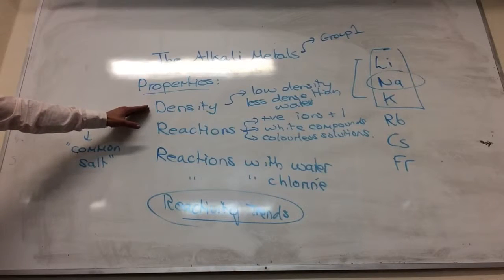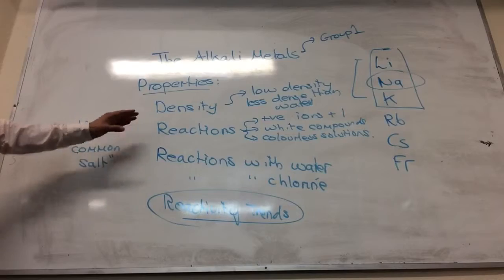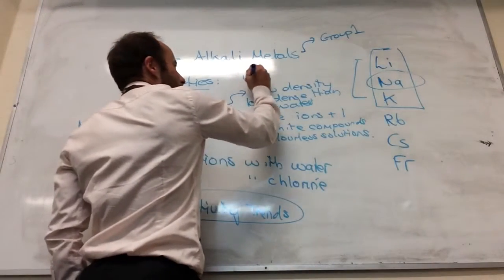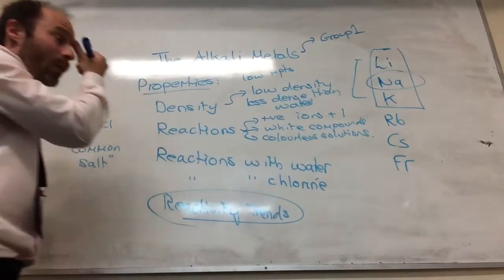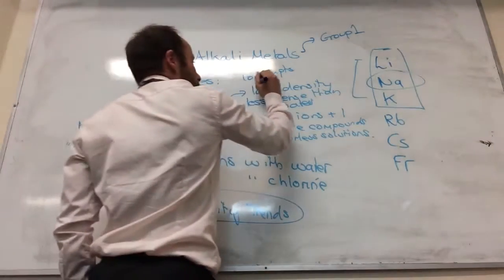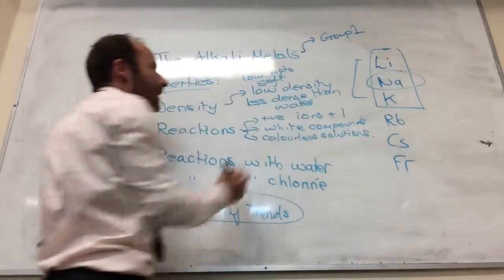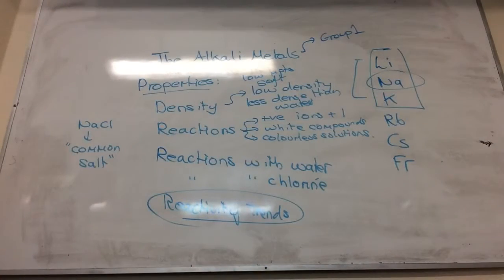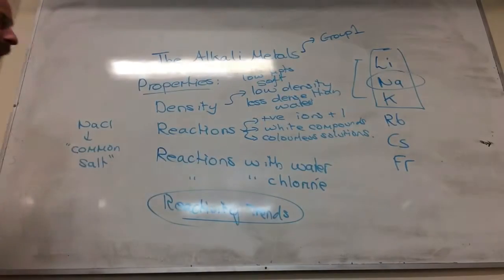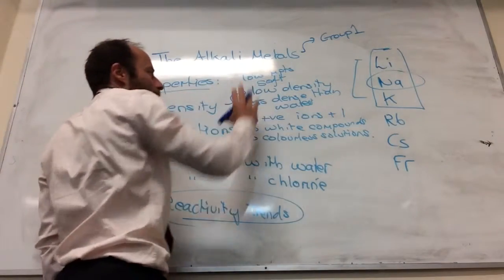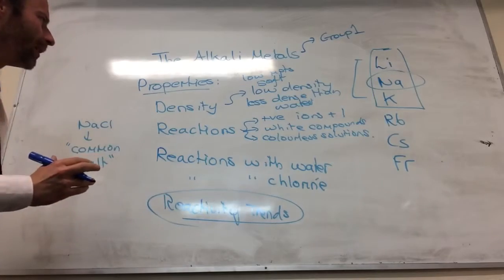Density, so that's the physical properties. They've got a low density, they've also got low melting points as well, which is important, and they are also soft, which you'll see when we cut into them with a knife, particularly these ones here, when we do in the lab. So those are the important physical properties that we have.